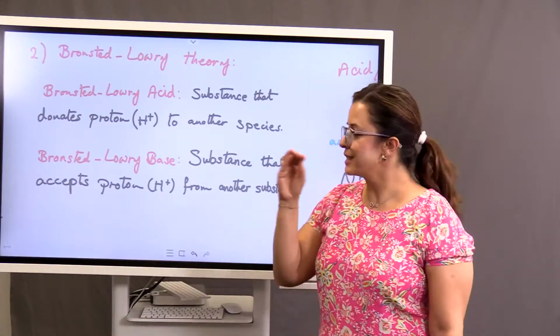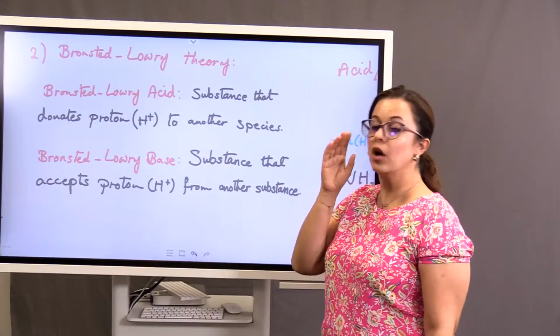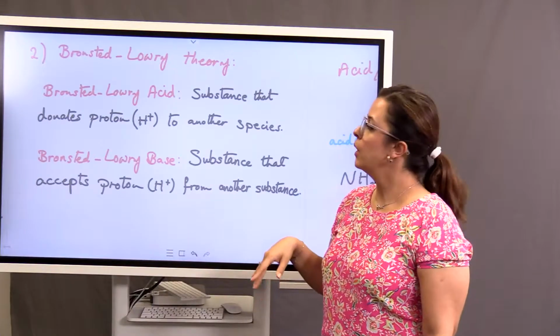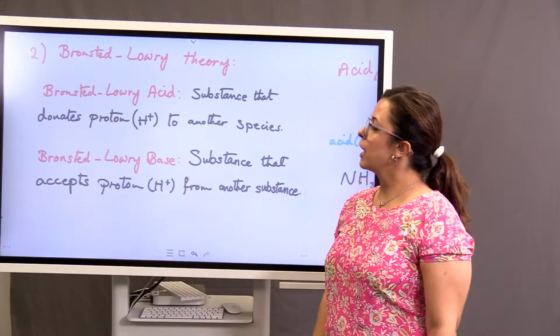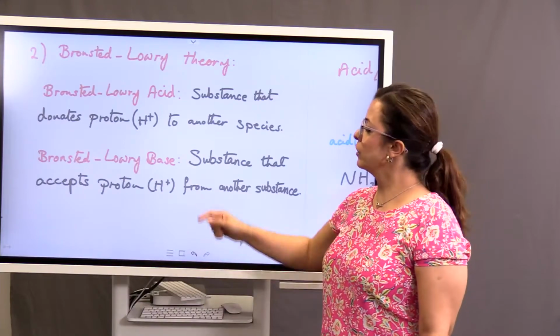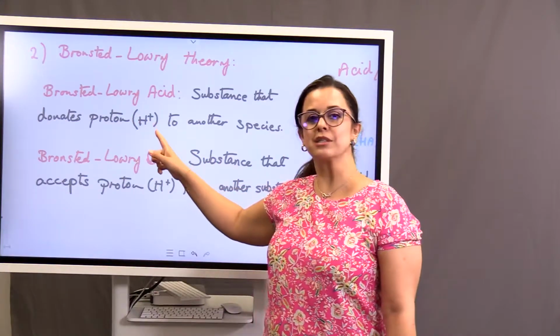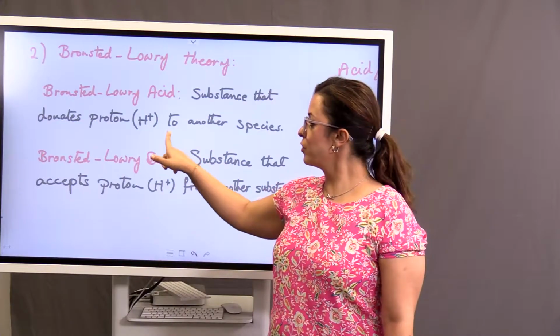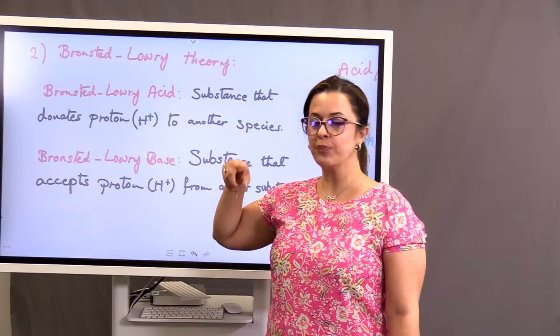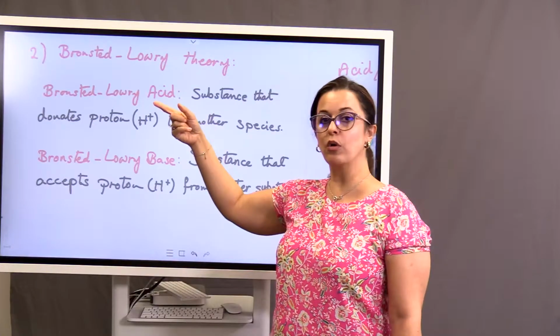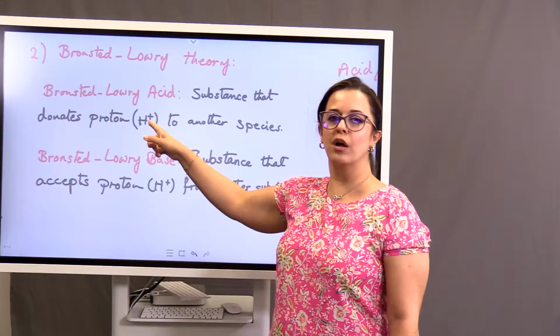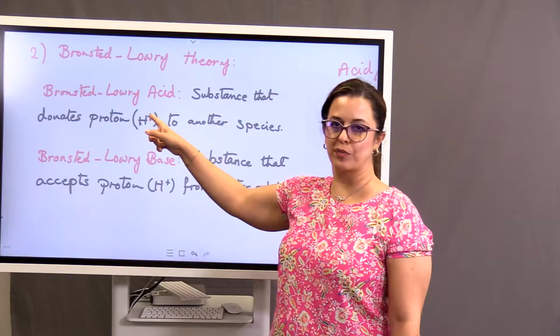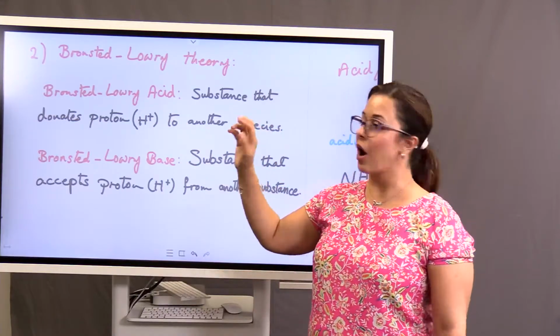Bronsted-Lowry theory is the second theory of acids and bases. According to this theory, an acid is a substance that releases a proton. Proton is the same as hydrogen ion. Why do we call it proton? Because hydrogen has only 1 electron, right? Whenever it loses its sole electron, it will have only 1 proton. So that's why we call it proton.